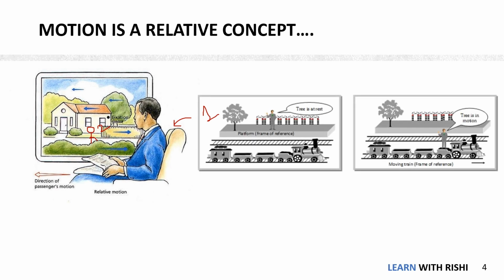Let us see one more example. Here, the passenger is standing on a platform, and for him, the tree is at rest. Now, when the passenger is in the train, he says that the tree is in motion. So the object is the same, that is a tree. For this observer, the tree is at rest because he is standing on the ground. And for this observer, as he is inside the moving train, the tree appears to be in motion. This is the concept known as relative motion. I hope you understood what is relative motion.